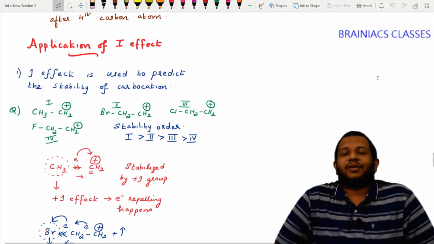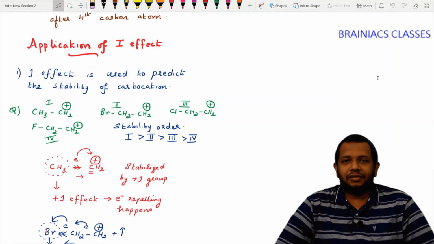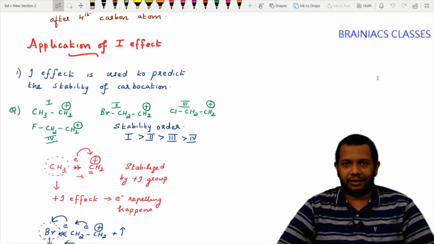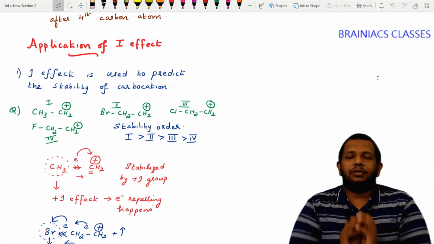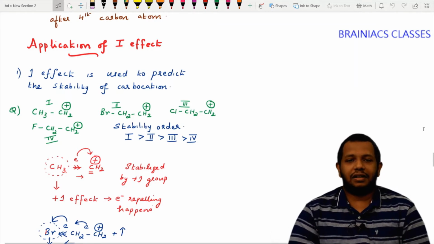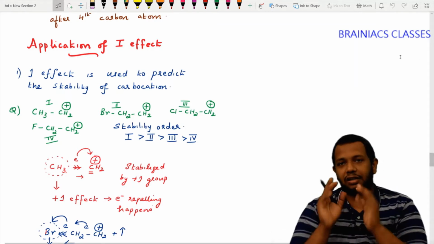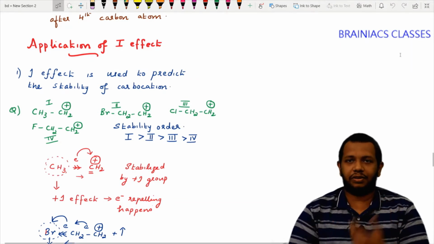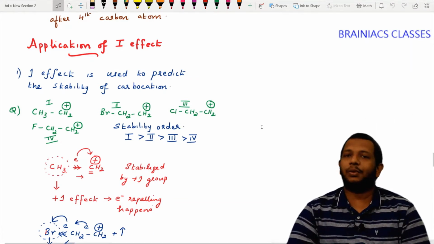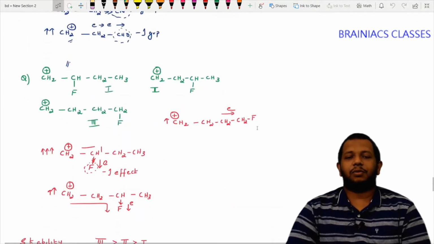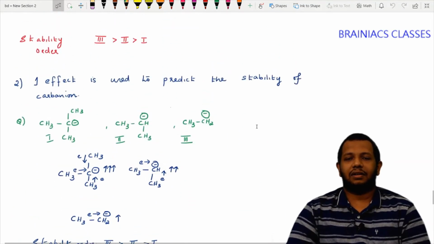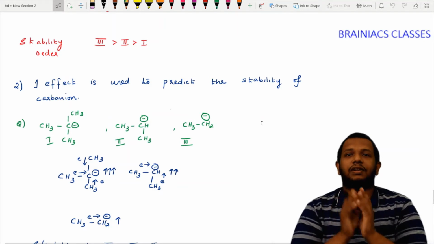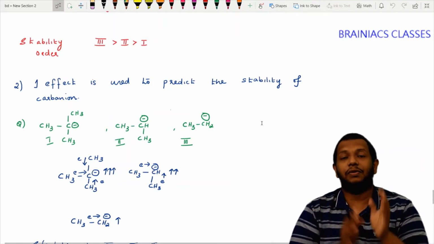Hi dear students. So in our last class we were discussing applications of inductive effect. Remember? The first application, as you could see on the screen, was that inductive effect can be used to predict the stability of carbocation, and we have seen how we need to analyze that. And what was the second application? The second application was that inductive effect can be used to predict the stability of carbanions.